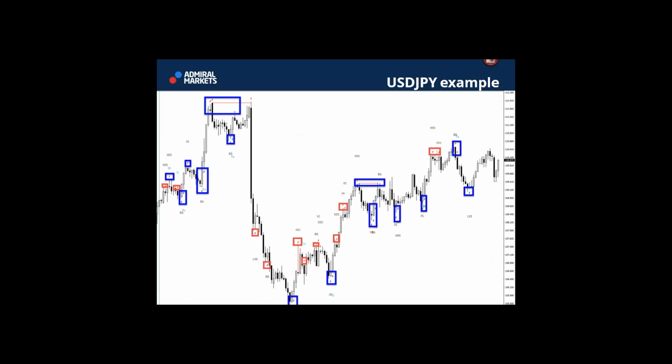So this is the dollar yen. The trades I back tested, and the blue boxes are where there were winning trades. The red boxes are where there were losing trades. And I'll show you the stats in just a second. There were 40 trades. That's not much. So it's just an example.